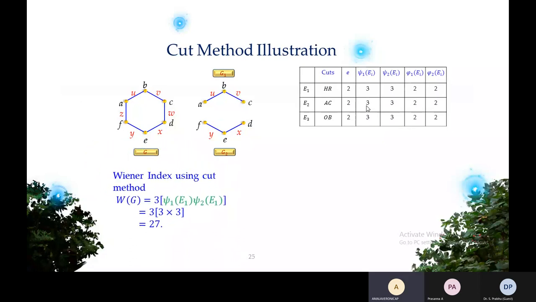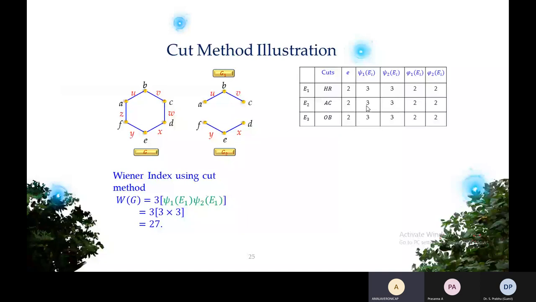Why I multiply by 3 is, I get other cuts, say U and X, and V and Y, which are all similar. So if I remove V and Y, it is going to act similarly. You will get another two components. The component cardinalities are going to be the same. The number of vertices and number of edges are going to be the same in each component. Similarly for the other cut, U edge and X edge. See, the ZW edge, when you remove it, you get components G1 and G2. The same thing is going to happen when you remove VY and UX.